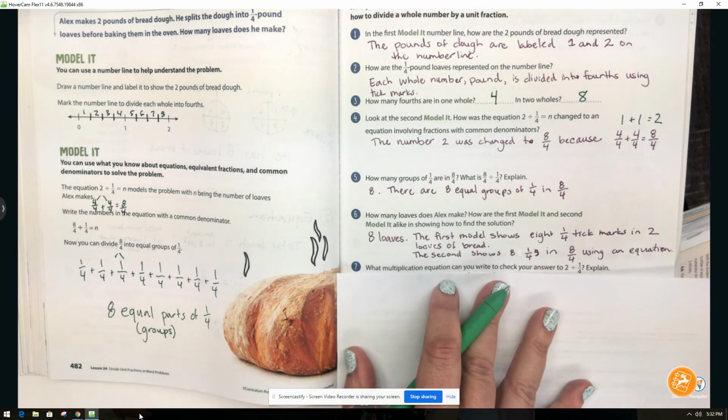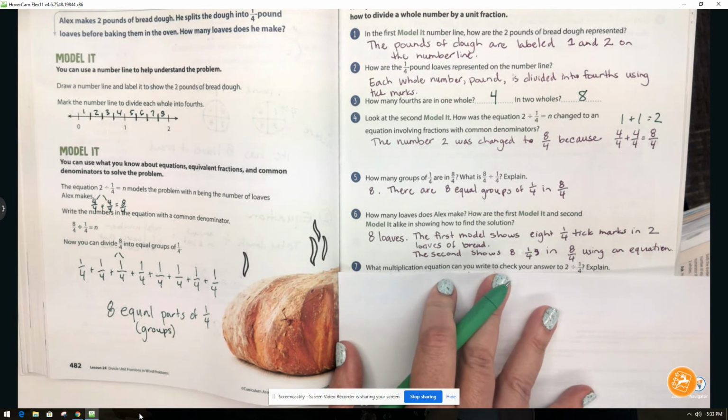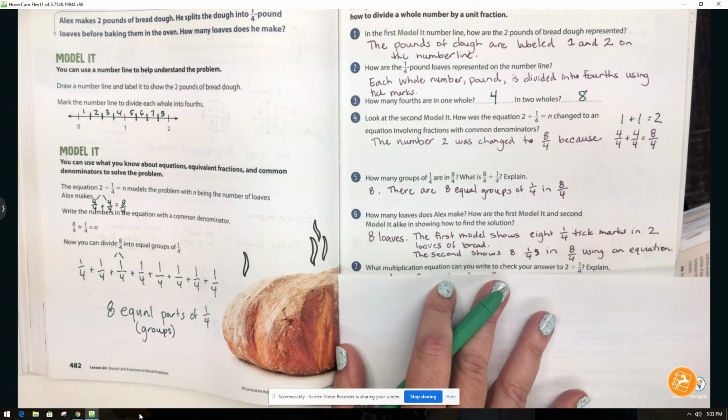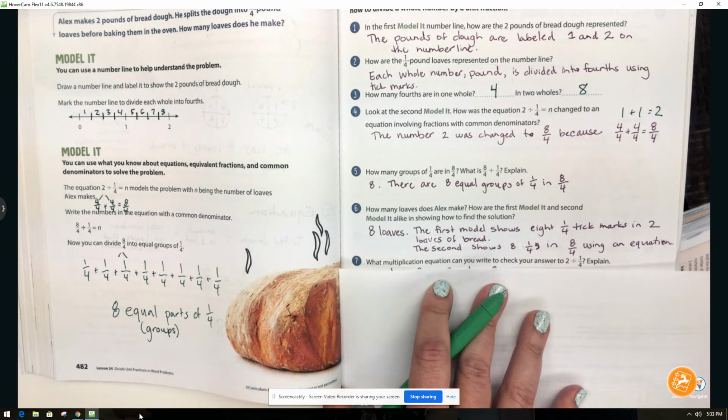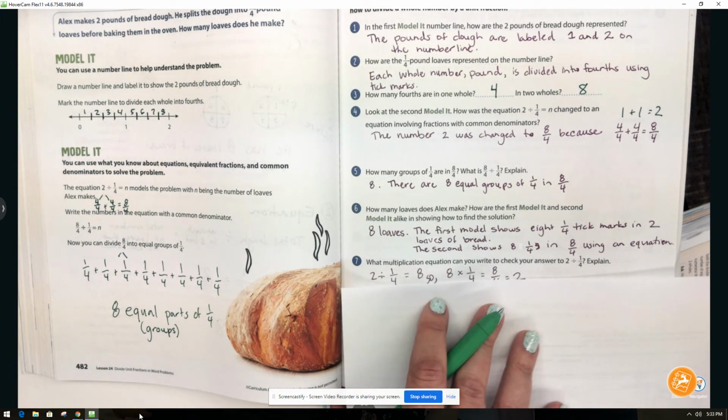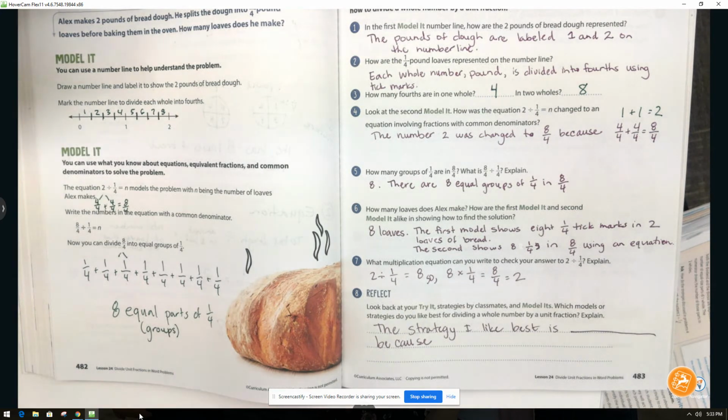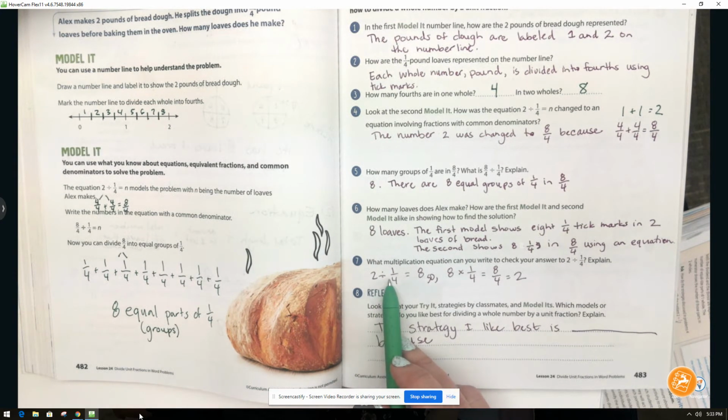Now, as we've shown you quite a bit over the last couple of weeks, we can often use a multiplication problem along with a division problem. So we just need to rearrange it a bit. So we're going to write a multiplication equation to check our answer for what is 2 divided by 1/4. 2 divided by 1/4, we know it equals 8.